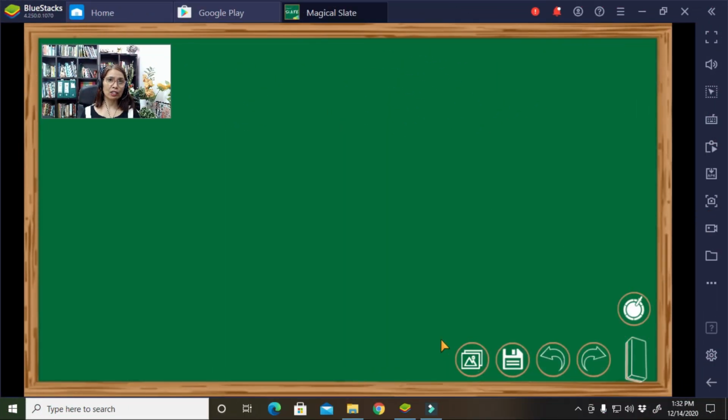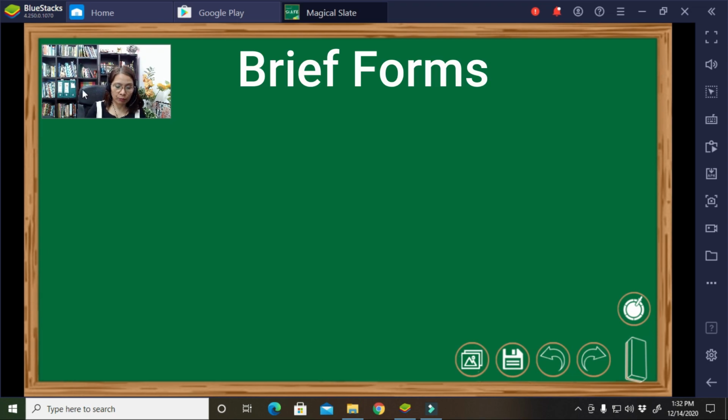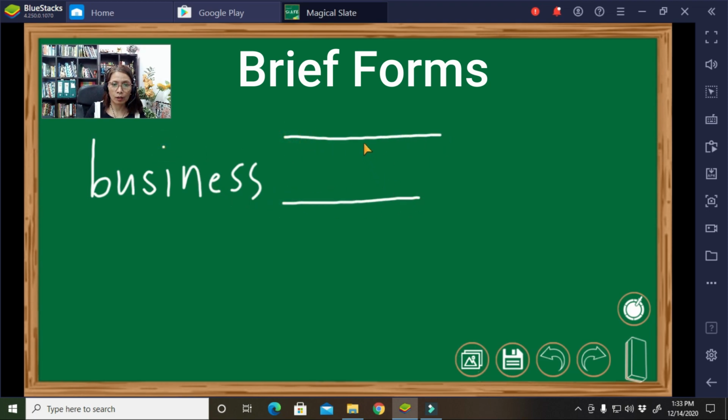Okay, so let's take up the brief forms in lesson 15. We do have the following examples. The first brief form here is the word business. The word business in brief form is only represented by two symbols, and these are the symbol of letter B and the left S. So this is business.